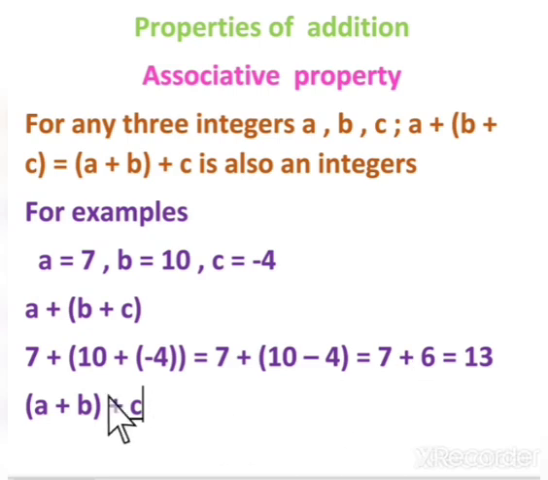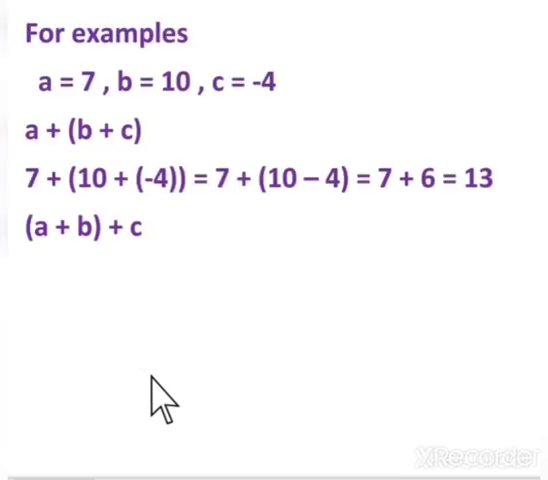Now we are going to solve the right hand side. Which side are we going to do now? We are going to do the right hand side. And the value for a is 7. So 7 plus and the value for b is 10. So 10 and the bracket closed.